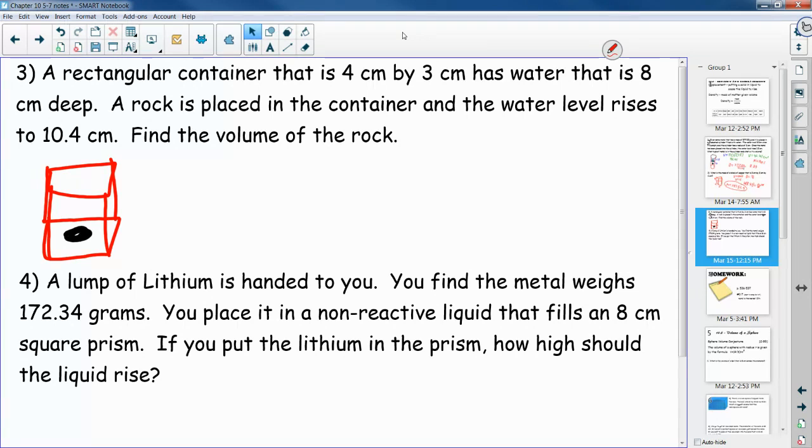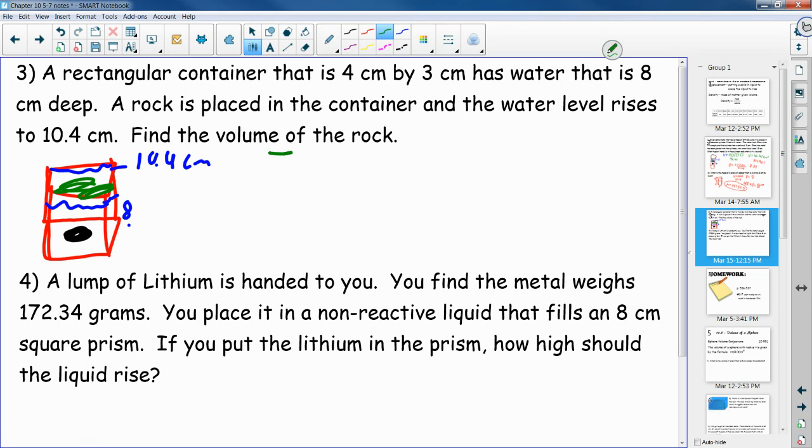It was originally at 8 centimeters, and then it rose up to 10.4 centimeters, right? So we want to find the volume. Well, that's just going to be the volume of that rectangular box that's now formed by the green shape there. So we take the green, maybe draw another rectangular box.